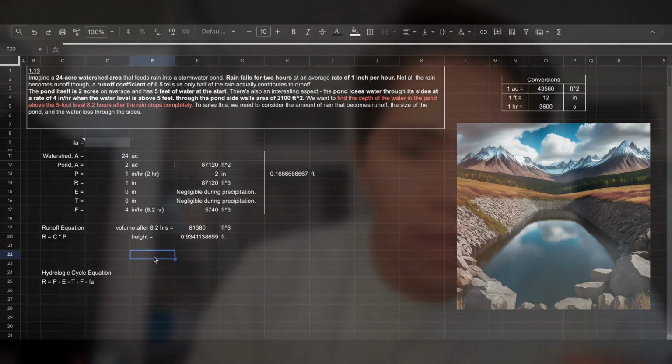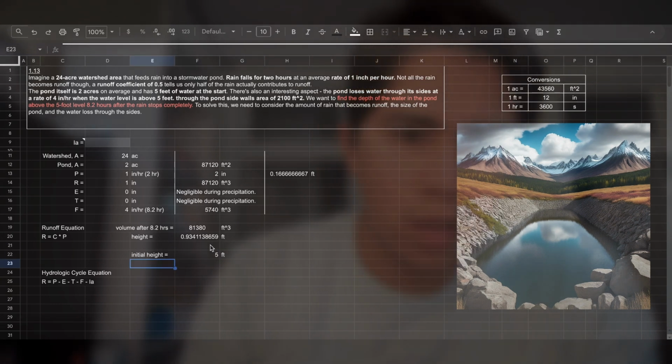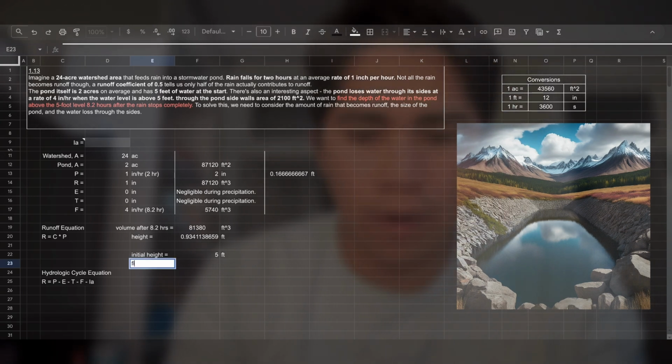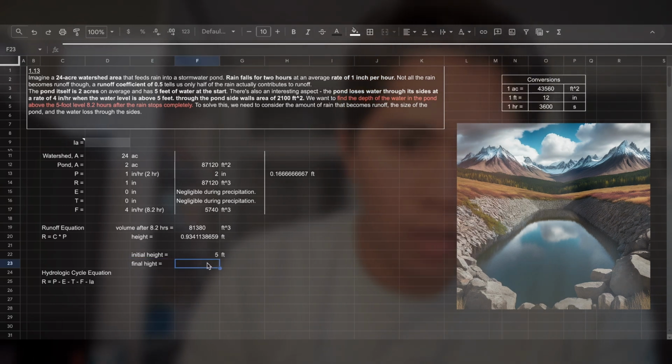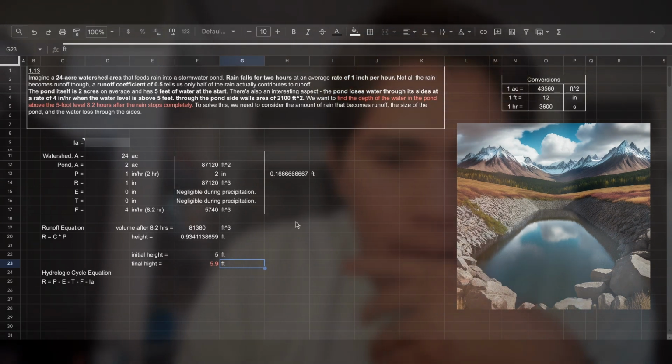So if the initial height was 5 feet, now the final height after those 8.2 hours is going to be 5 plus this. And this is our answer. Sorry, I hope this made sense and was somehow easy to understand.